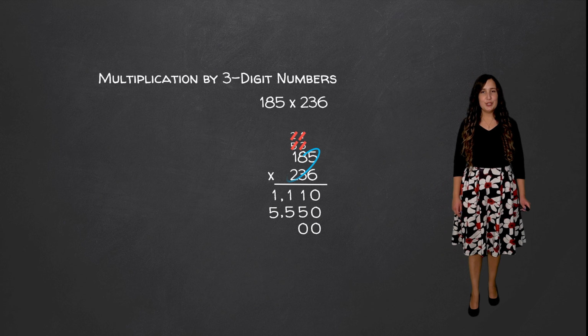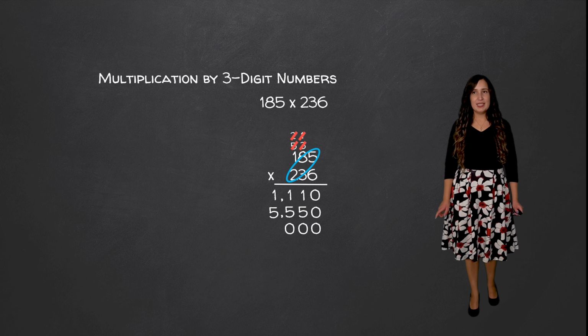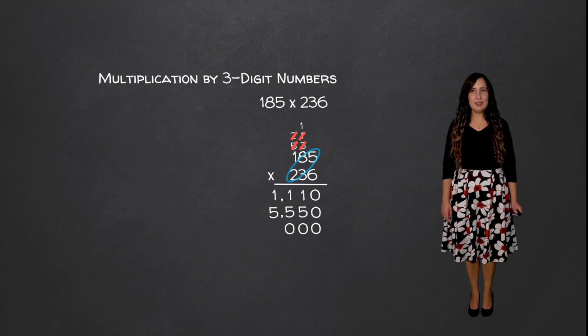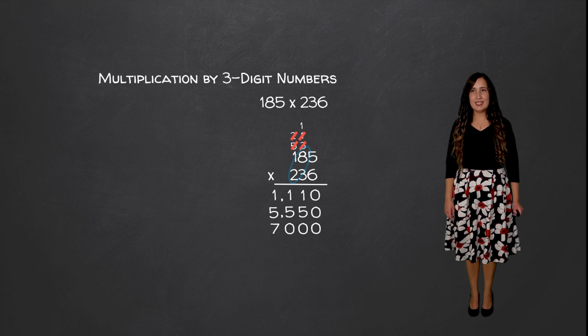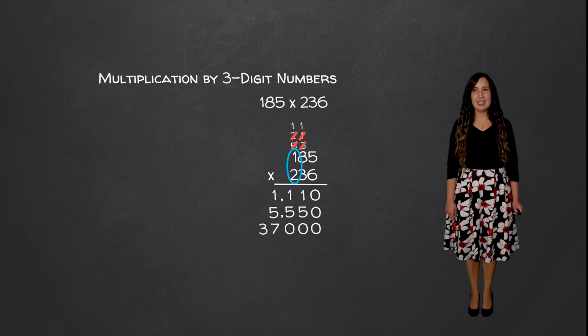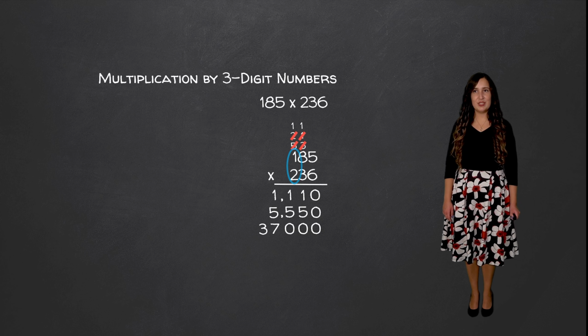So 2 times 5 is 10. Bring down the 0, carry over the 1. 2 times 8 is 16. Add the 1 we carried over, so 17, and carry over that 1. And then 2 times 1 is 2, and don't forget to add that 1 on top, giving us 3.